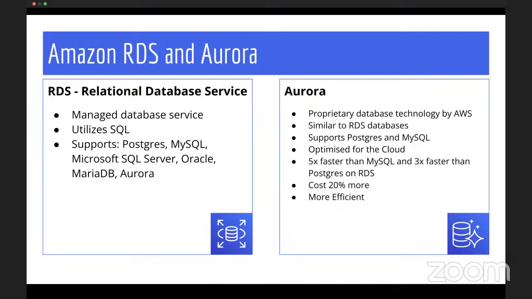Now, moving on to Aurora, it's proprietary, meaning it's owned by AWS. It is similar to the RDS databases, which means it uses SQL.